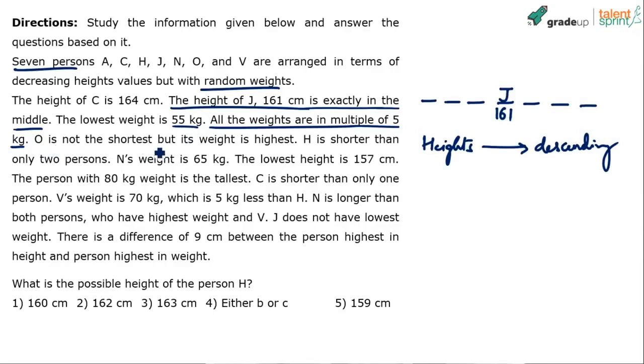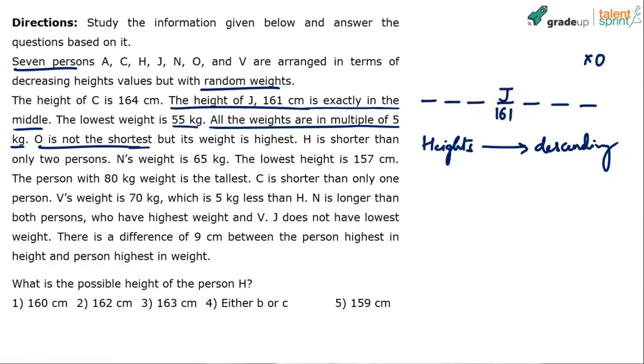O is not the shortest, but its weight is highest. O is not the shortest, which means O cannot come in this position. This is the shortest position, and this is the tallest. O cannot come in the shortest position because O is not the shortest. But the weight of O is highest. Now what the highest weight is, is not known to us. Lowest is 55 kg. Heaviest could be anything: 100, 150, 200. You never know.